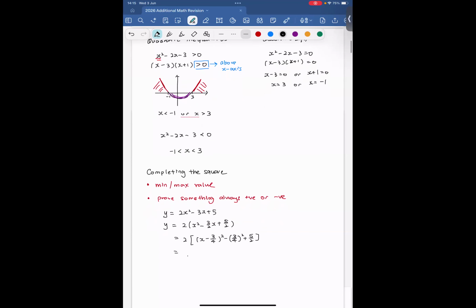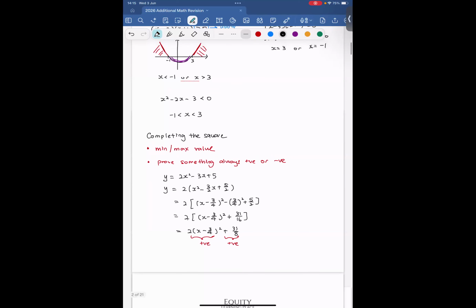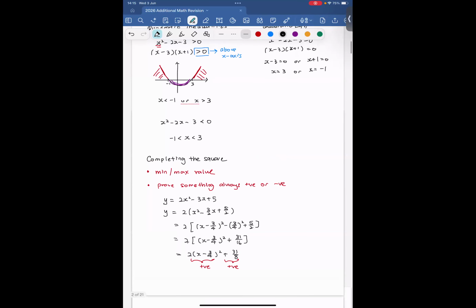Okay, what do you do next? Use your calculator, calculate this. This is -9/16. So it becomes positive 31/16. Then you multiply the 2 back, you get this. Okay, why can we say that this is always positive? Because we know a square number is always positive, and this is also positive. So two positive numbers added together will give me a positive answer. Okay, so this is how we can prove.